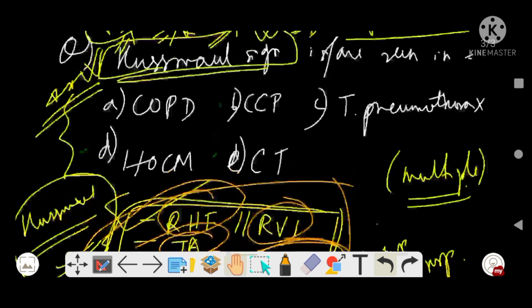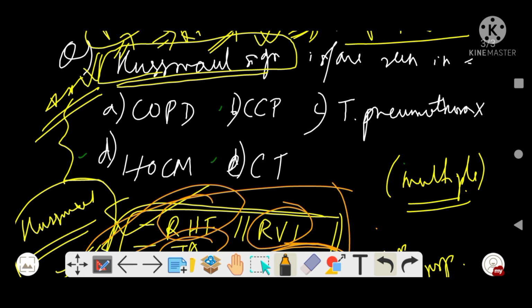So now coming back to the options: COPD, no. Chronic constrictive pericarditis, yes, we just saw. Tension pneumothorax, no. Hypertrophic obstructive cardiomyopathy, yes, may be seen. Cardiac tamponade, yes, often may be seen. So these three are your options, right?